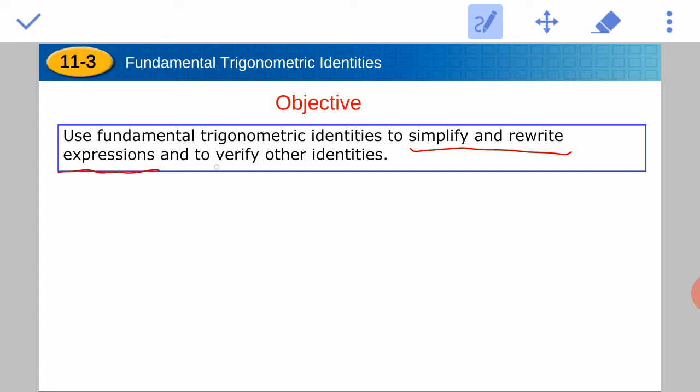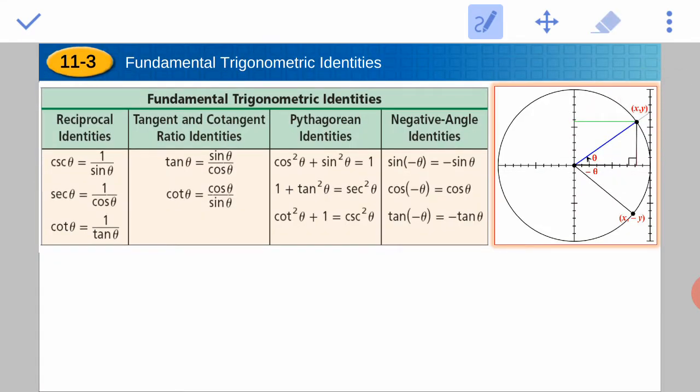Also you're going to learn how to prove, or verify, other identities. Although you are not required to verify the fundamental trigonometric identities, it's very useful to figure out how we got them before we start using them in simplifying and rewriting trigonometric expressions. The fundamental identities are divided into four groups.